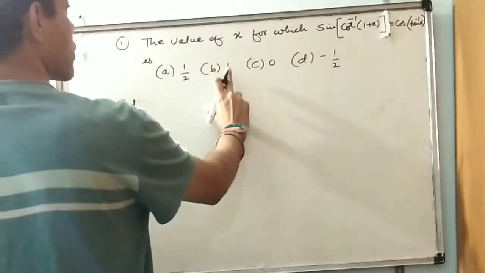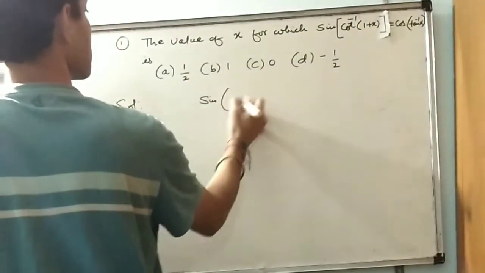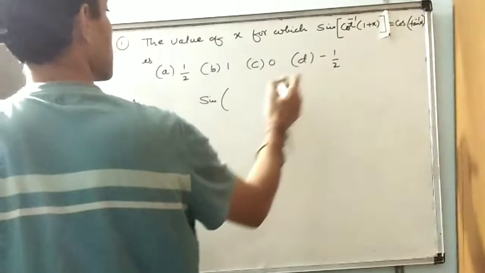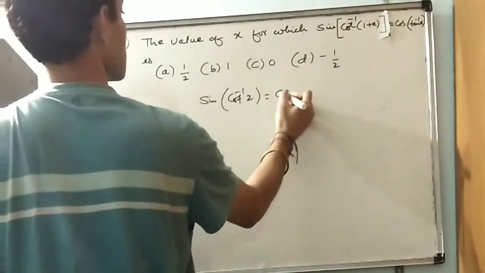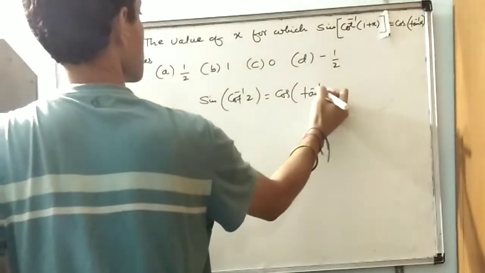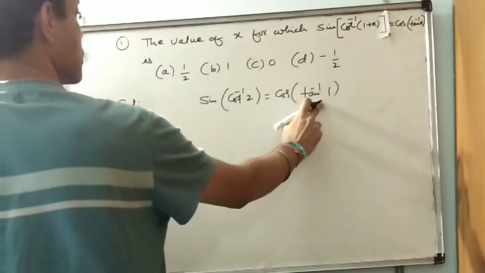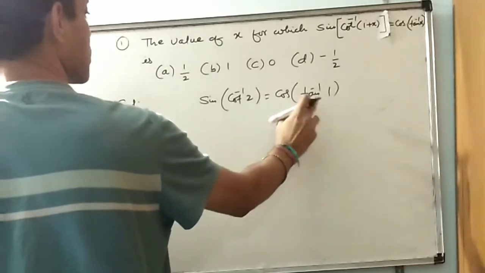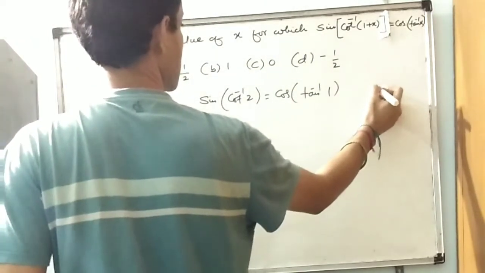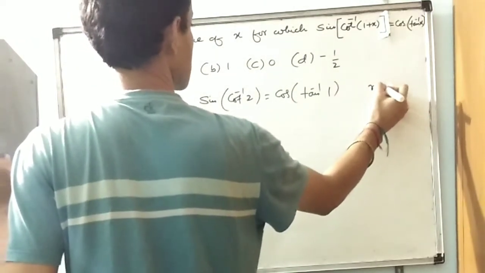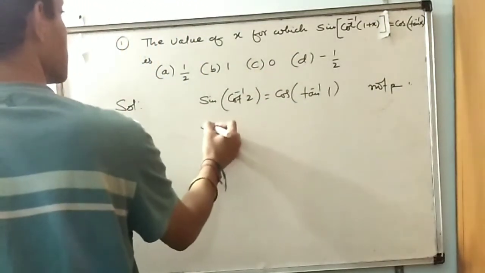Let's try with x equal to 1. We are getting sine of cot inverse 2 equal to cos of tan inverse 1. That is not possible, because the right side is going to give us cos pi by 4, which is 1 by root 2, which is not equal. So this option is not possible. Next we are going with 0.